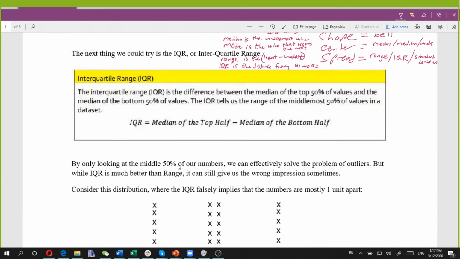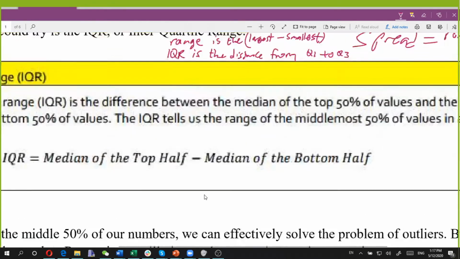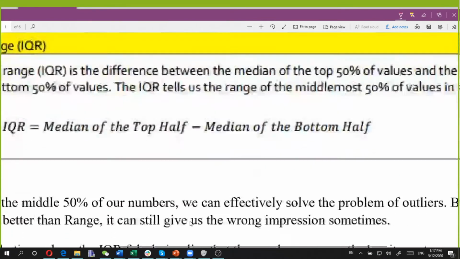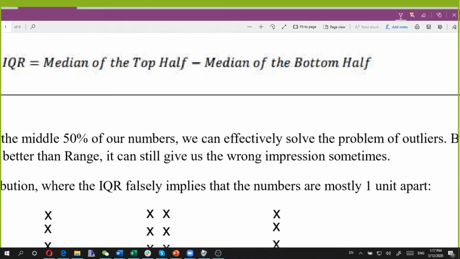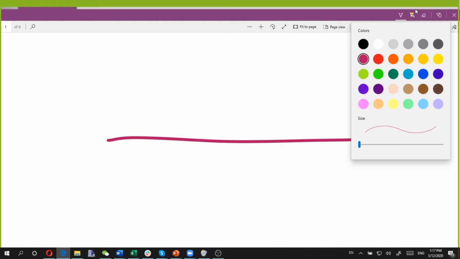I need to get a better data set than what I have down there. Okay, let's make a new one. So that data set's actually showing why IQR can fail. So let's say I have a data set that looks like this.